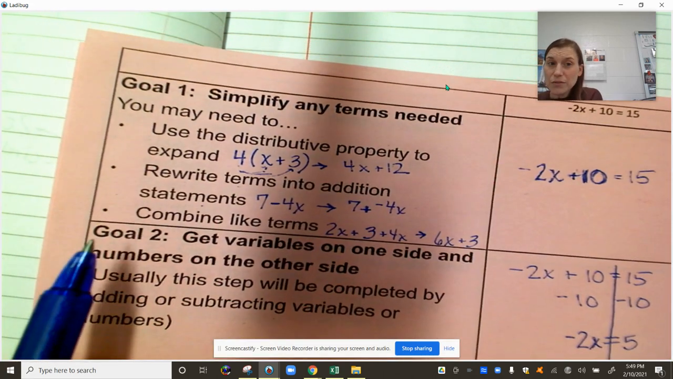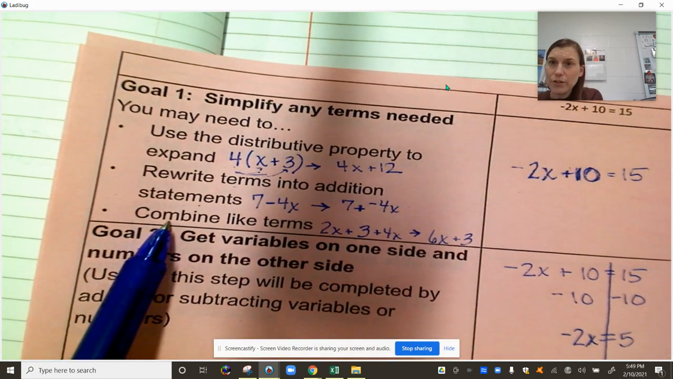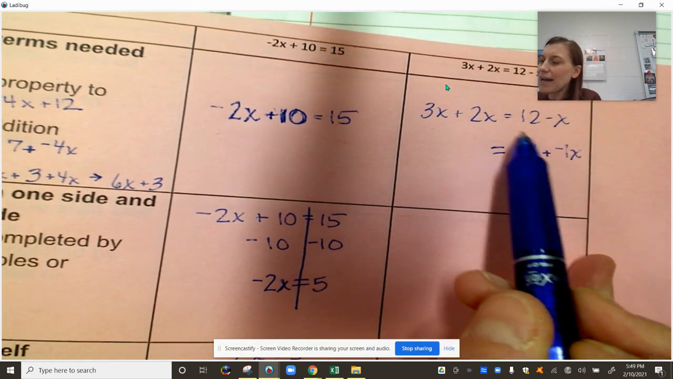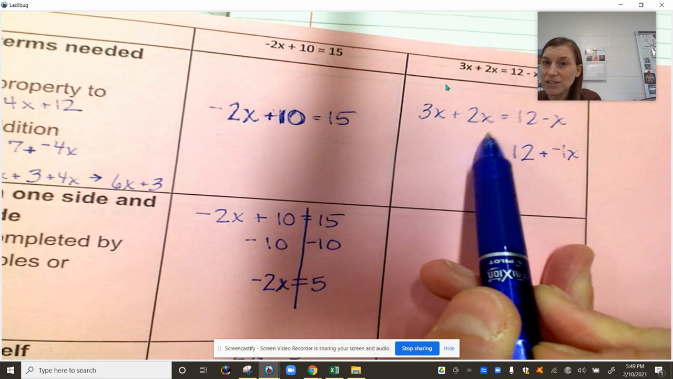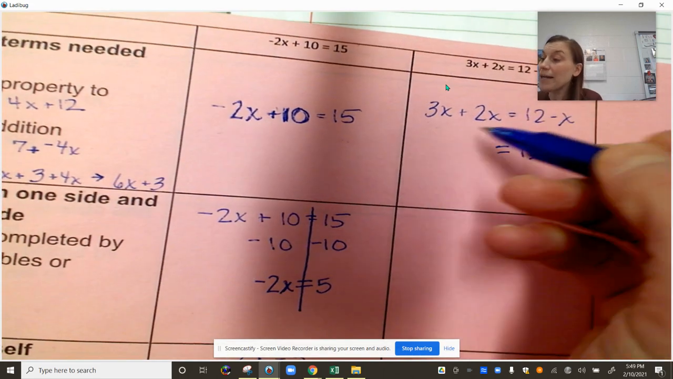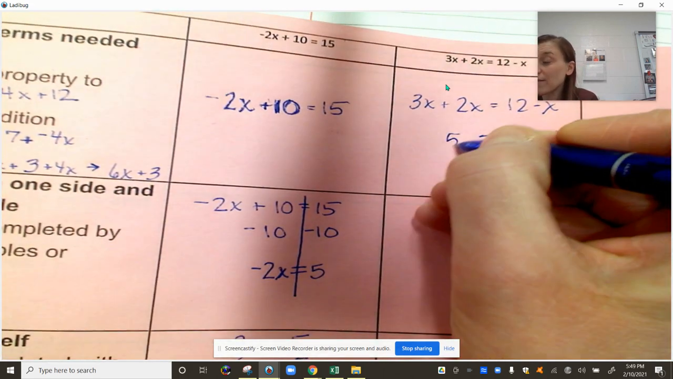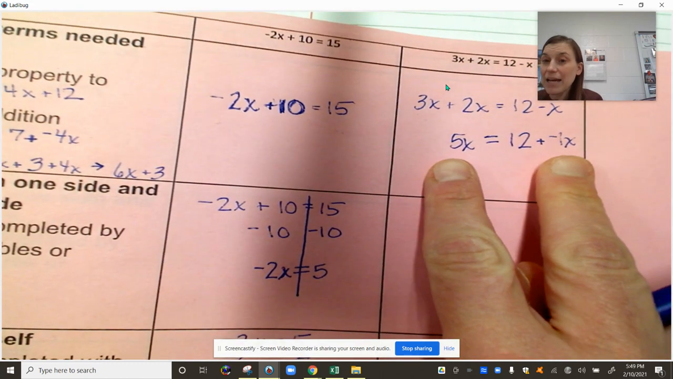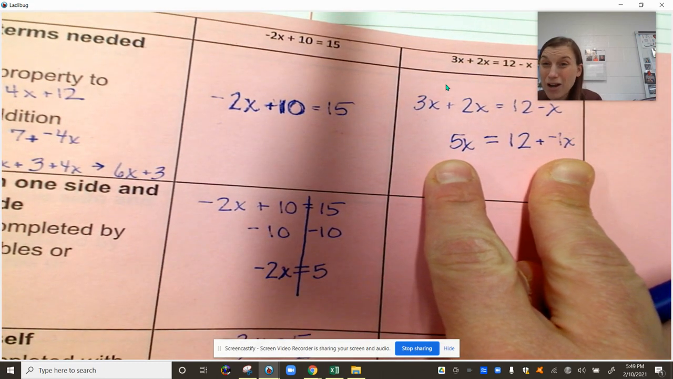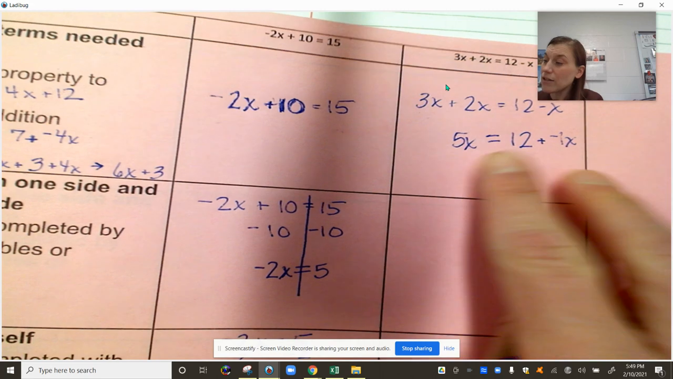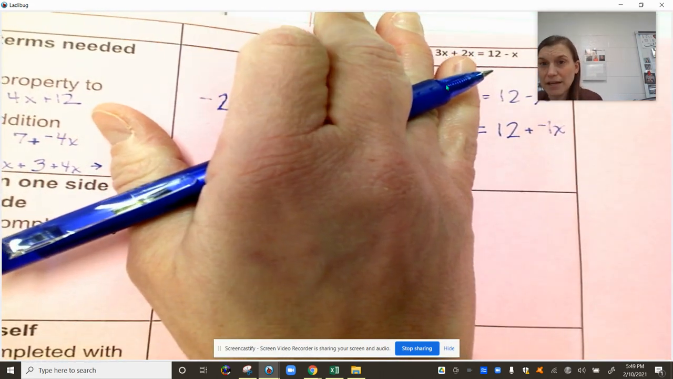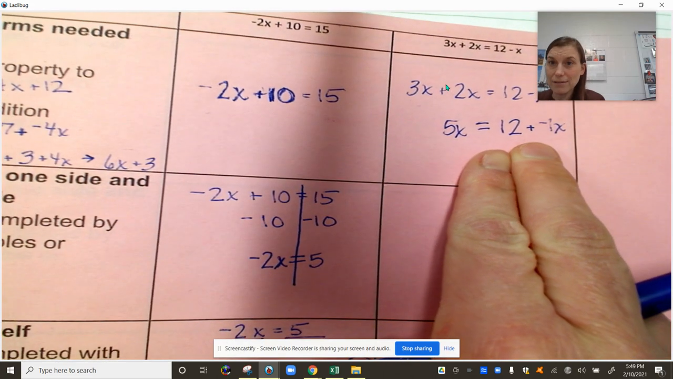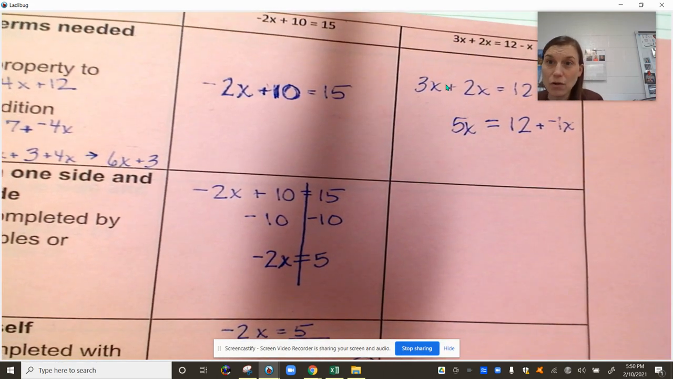But the one that I'm really concerned about is this last one, combine like terms. On the left-hand side, I actually have 3x's and 2x's. So I can combine 3x's plus 2x's and get 5x's. I cannot combine these x's because they're not on the same side of the equal sign. I can combine like terms on this side, but I can't cross the equal sign. To do that, I have to solve.